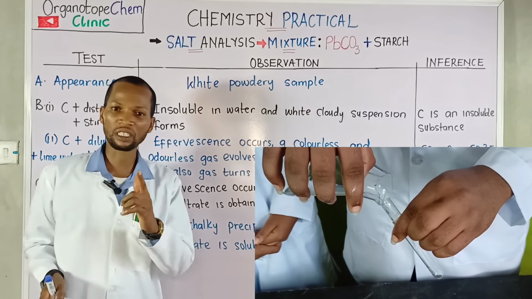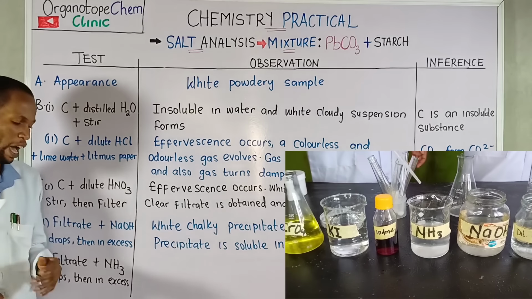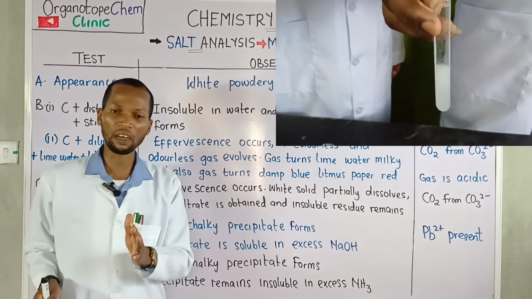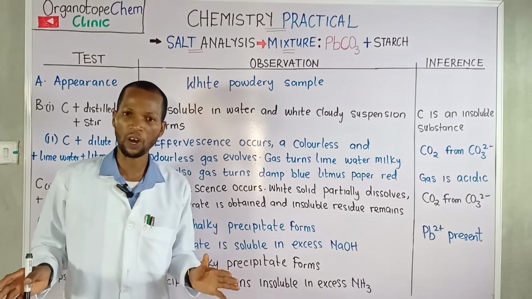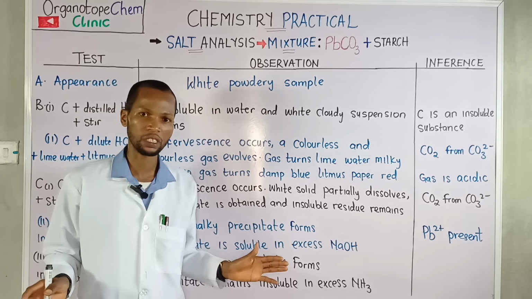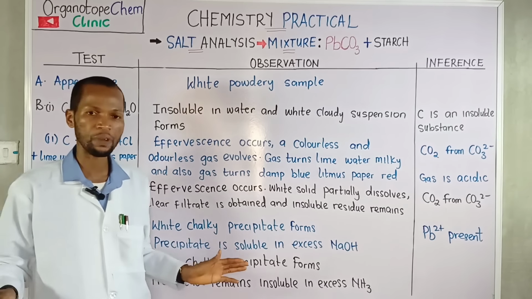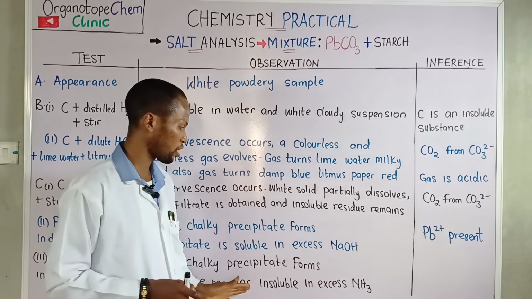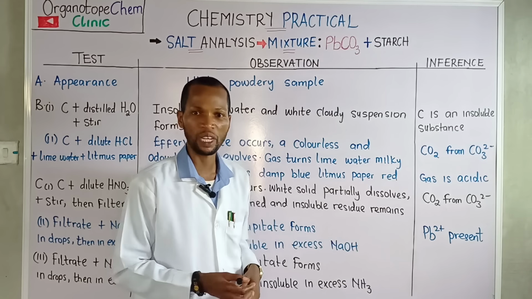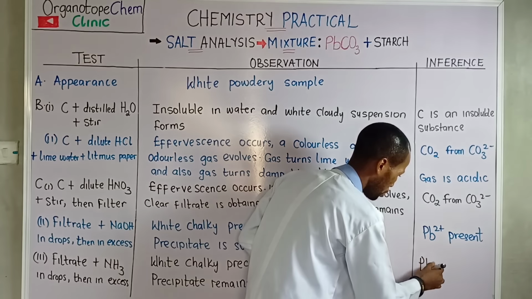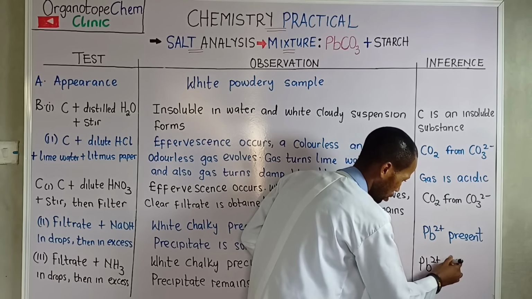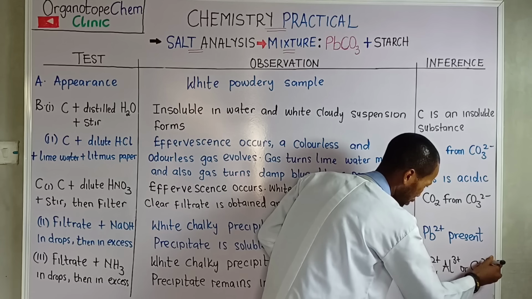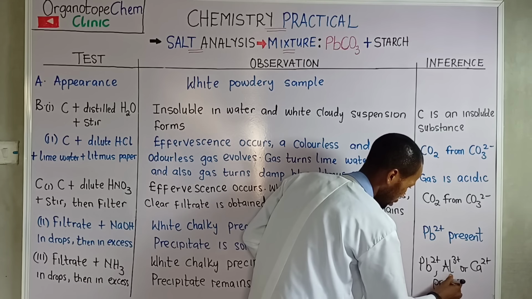Make sense? Moving on to the second portion of our filtrate, can we add ammonia in drops and then in excess? It can be observed that a white chalky precipitate is formed when ammonia is added in drops and the precipitate remains insoluble in excess ammonia. So what inference can we deduce from this observation? From this observation, we can have Pb2+, Al3+, or Ca2+ present.